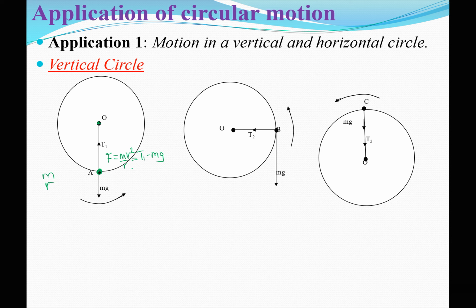So we say that at position A, the resultant force towards the center, which is the centripetal force mv squared over r, is going to be equal to T1 minus mg.